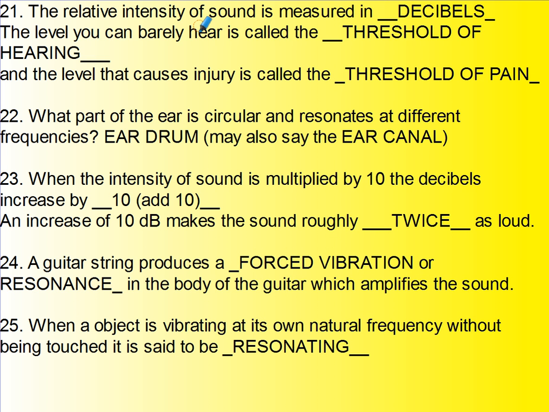Now, relative intensity is measured in decibels, while threshold of hearing is what you can just barely hear, while the threshold of pain is the level that causes injury.